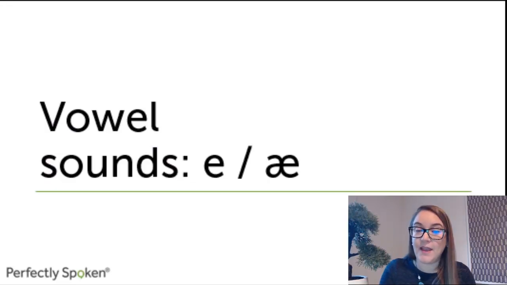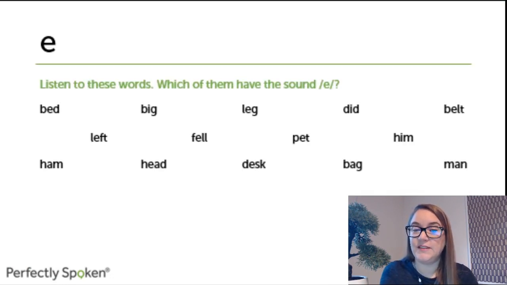Well, we're going to have a look at a very common vowel sound in English. We're going to have a look at the sound eh, and then we'll have a look at the sound ah. And then we will contrast these 2 sounds. So listen to these words. Which of them have the sound eh? Now remember, spelling doesn't help us, so you need to listen for the pronunciation, not look at the spelling. Okay, let's try.